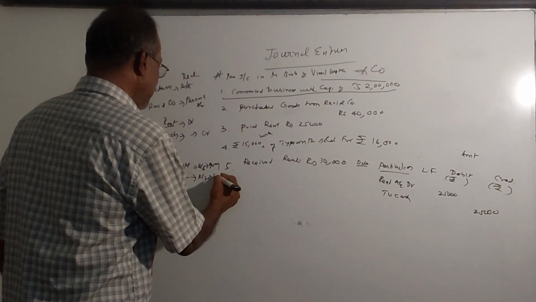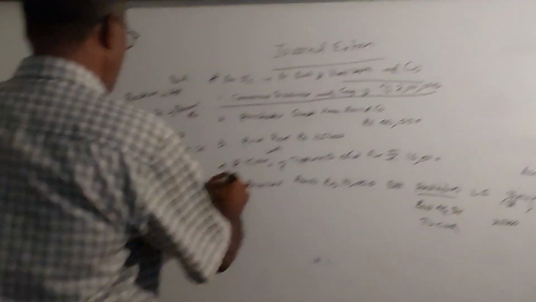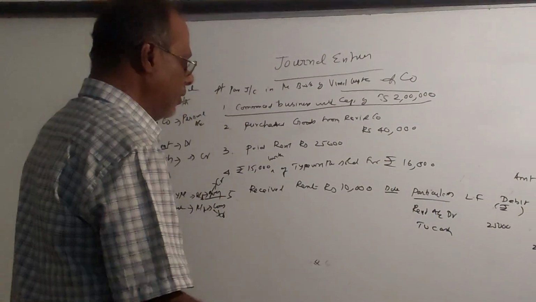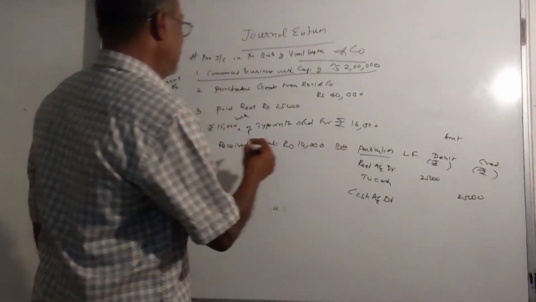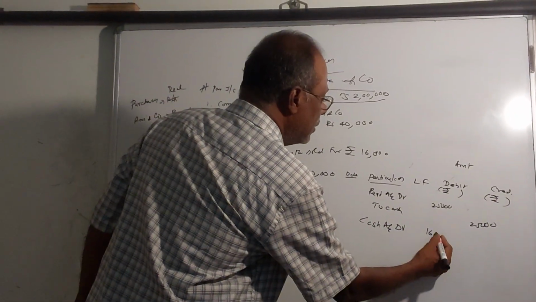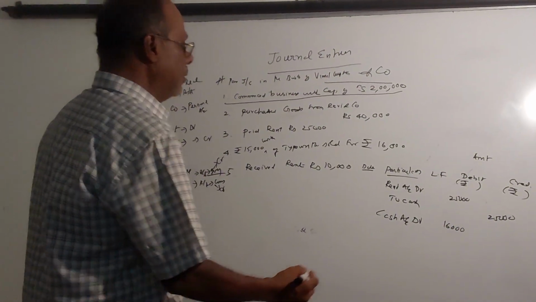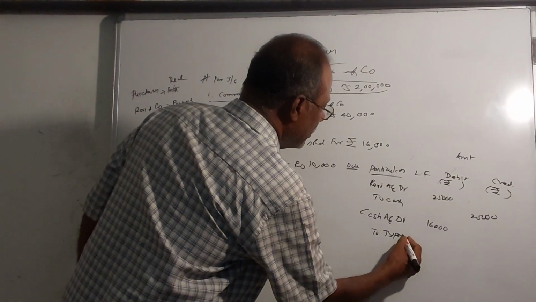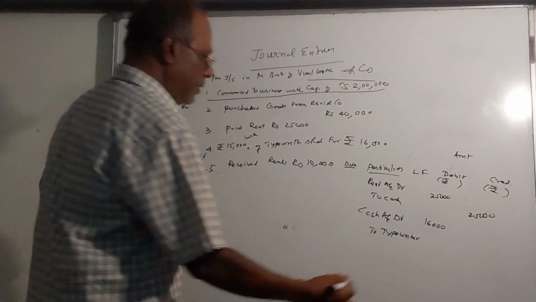Then cash is coming in. Goes out means it will be credited. Comes in means it will be debited. Then what do you have to debit? Cash. How much cash are we receiving? 16,000 only. Then what is going out? The typewriter is going out. It's a real account. Credit what goes out. How much? 15,000.